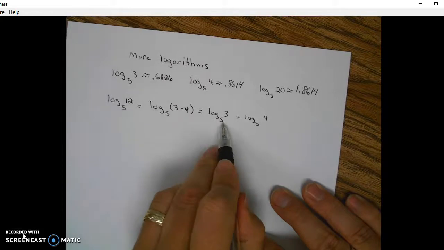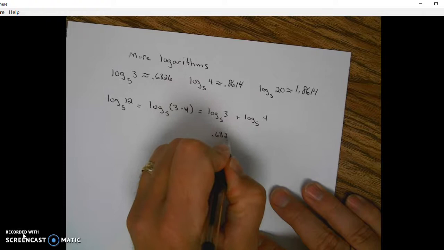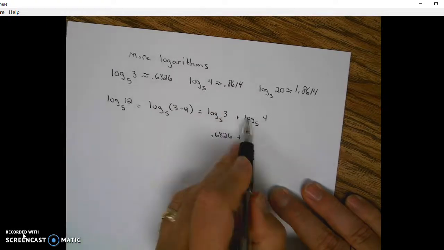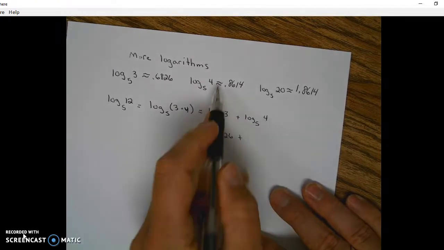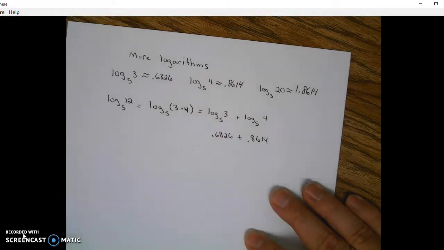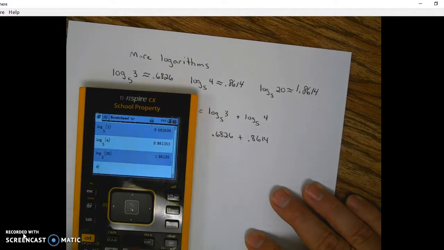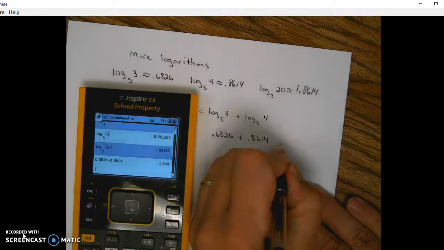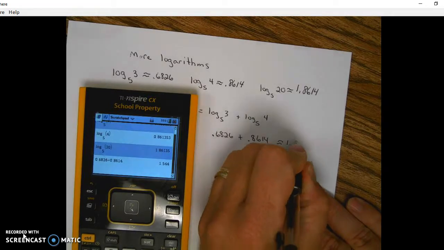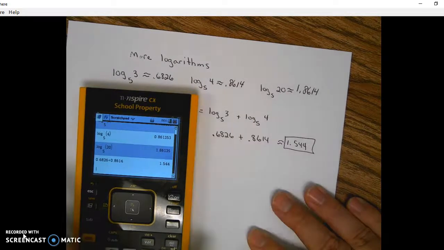And we know what log base 5 of 3 is. It's approximately 0.6826 plus log base 5 of 4. Adding those two up, it's going to be approximately 1.544. Now that's an approximate answer there.